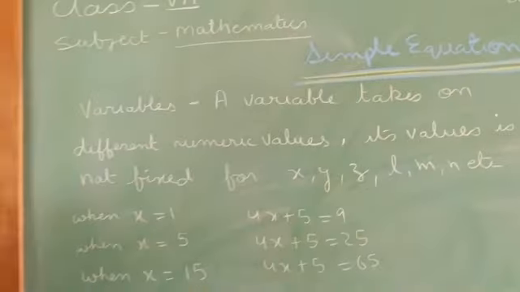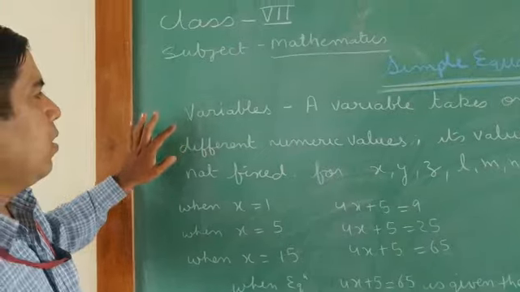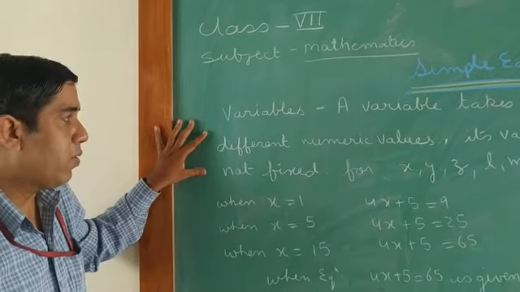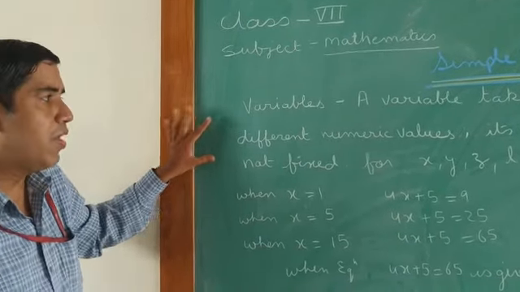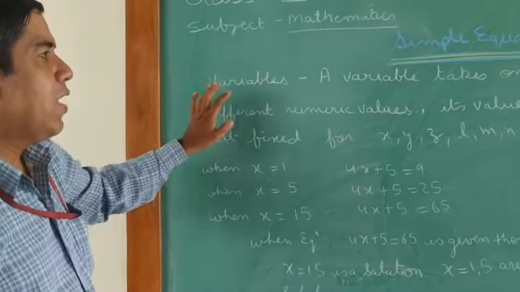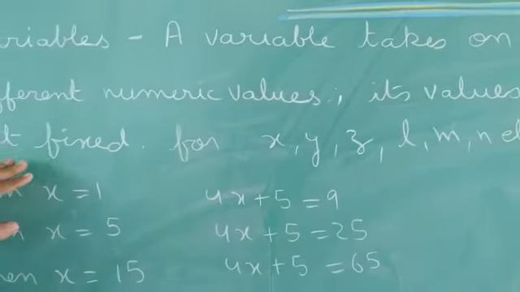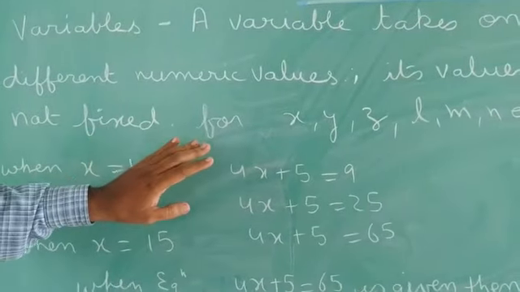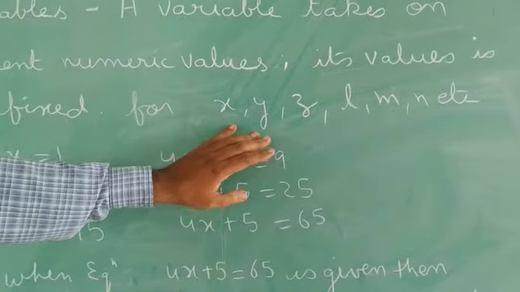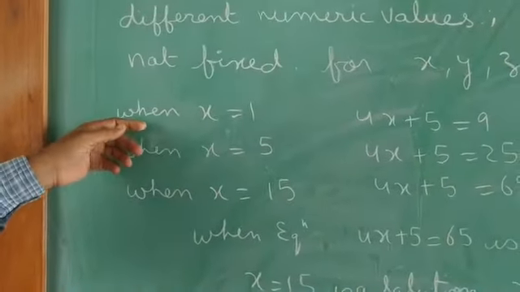Friends, today we are going to discuss lesson number 4, that is simple equations, and the first topic I am discussing with you, it is of class 6, that is variable, what is required for this chapter. So what is a variable? A variable takes different numeric values, its value is not fixed. For example, x, y, z, l, m, n, etc. are variables, and you can see the examples I have taken here.